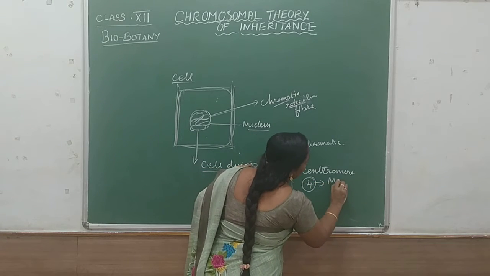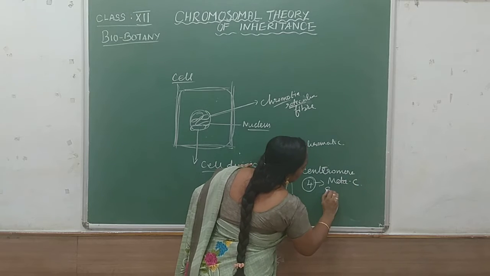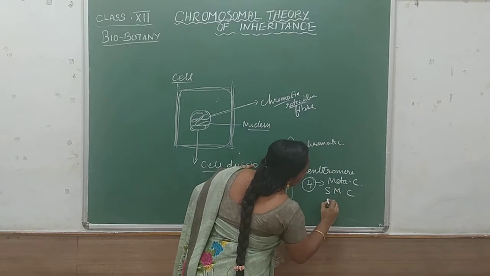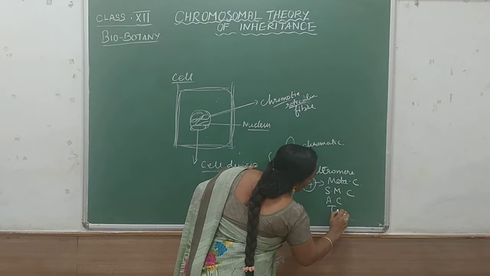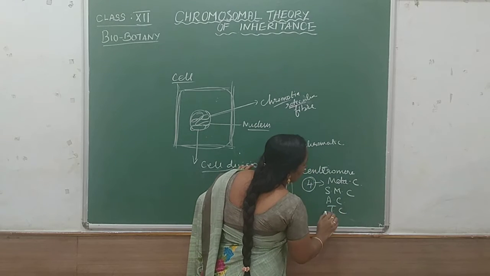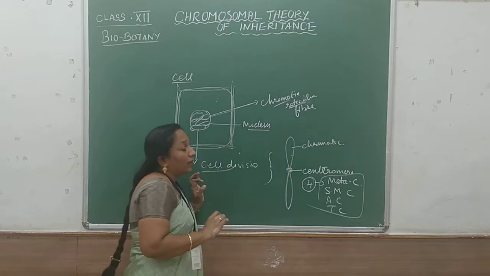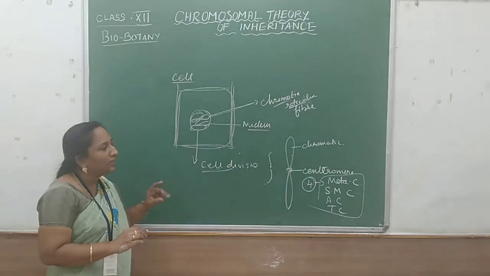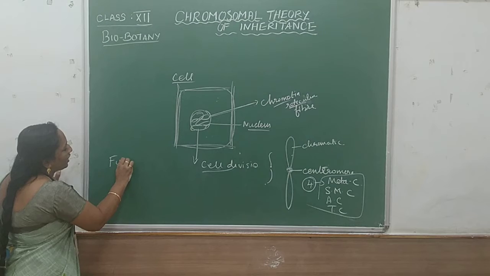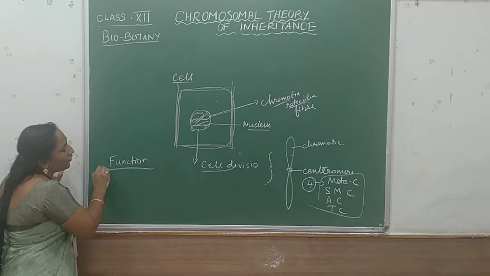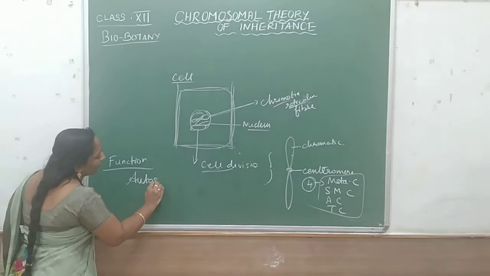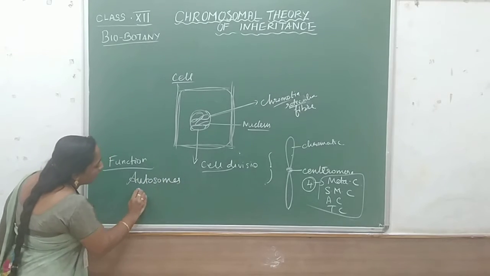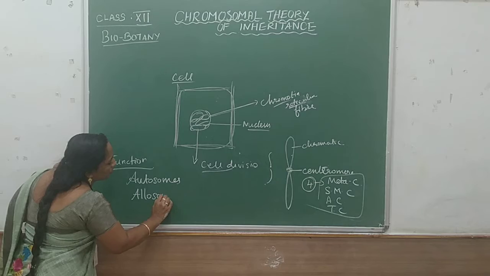They are metacentric, submetacentric, acrocentric, and telocentric. So based on structure, there are four types of chromosomes, and based on function, there are two types. One is autosomes, and one more is called allosomes.